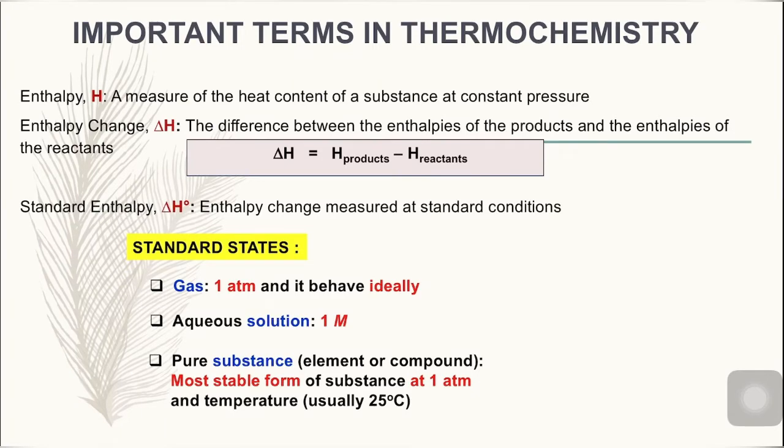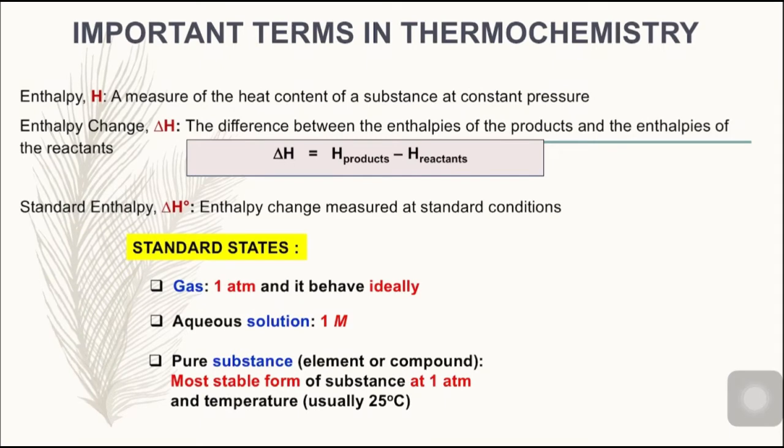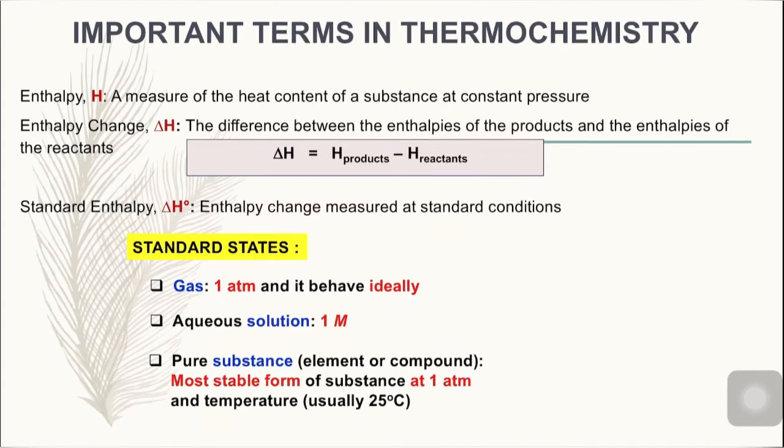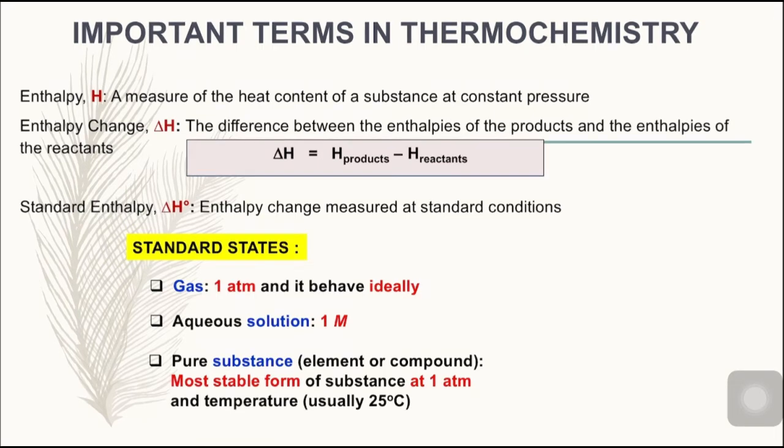Lastly, if a substance is a pure substance, where it is an element or a compound, it has to be in the most stable form, which is at 1 atm pressure and at 25 degrees Celsius temperature. You have to get yourself familiar with these terms as you'll use them a lot along the way.